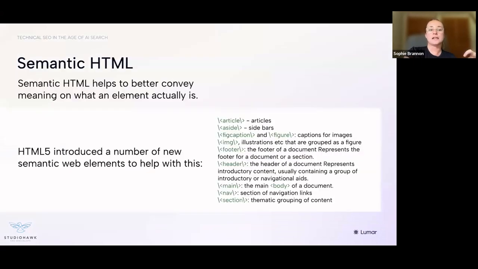There is a newer version of HTML called HTML5, which has introduced a bunch of new semantic web elements. This means within your content, your code and your scripts, it's going to be much more descriptive for the bots to see. So an article is literally an article. An aside tag is a sidebar. An IMG is an image. It is very, very clear. Your footer, your header, your main, your nav, your section. It's very easy for a bot to understand what that piece of content is.